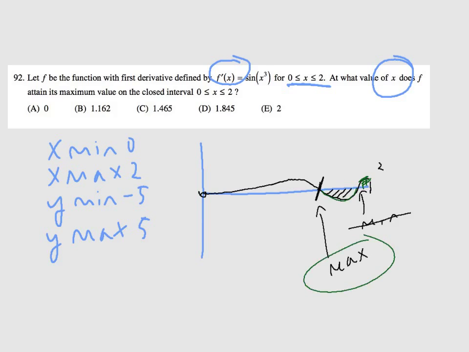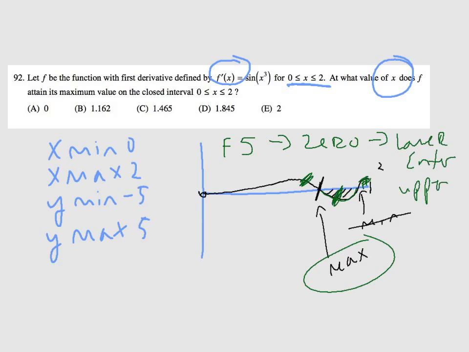To find out what specific point this is, I needed to go to F5 and then go to 0, and then it asked me some questions, and I moved my cursor a little bit to the left and a little bit to the right to do lower bound, hit enter, and then upper bound, hit enter, and it gave me that point as 1.464, for answer choice C.